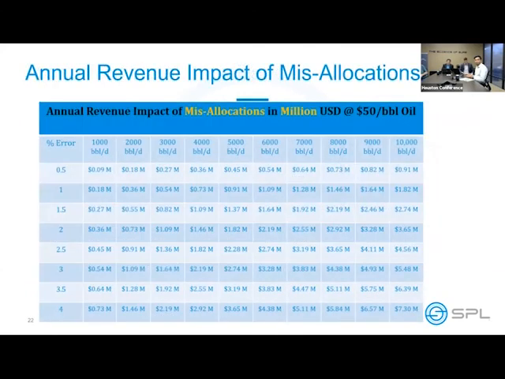All right, just to give a look here at what misallocation can cost you. Of course, we're looking at $50 a barrel here. Don't we all wish that's what it was? I'll take 30. Okay, fair enough. But this gives you a cross-reference. So if we look at 0.5% of error and it's 6,000 barrels a day, that's a $540,000 loss. And so on and on, the bigger the error, the larger the volume, the more money it costs.